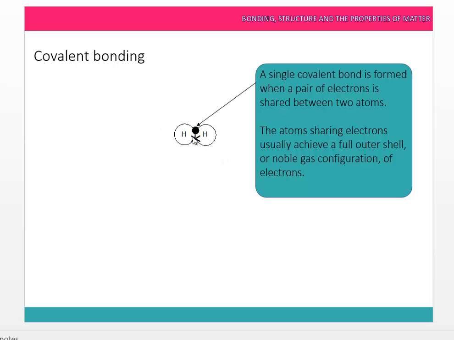Now, each hydrogen has one electron in the valence shell, and to obtain a duplet stable configuration, each hydrogen will contribute one electron to the shared pair. Now, when this hydrogen contributes this dot and this hydrogen contributes this cross, the type of bond that is formed between the molecule is called a covalent bond.